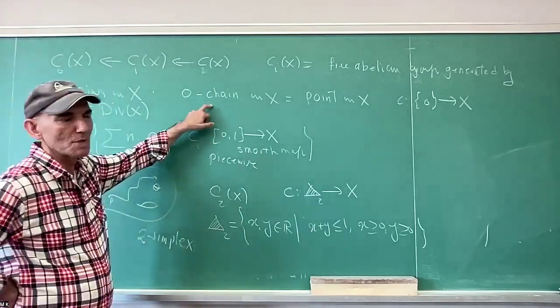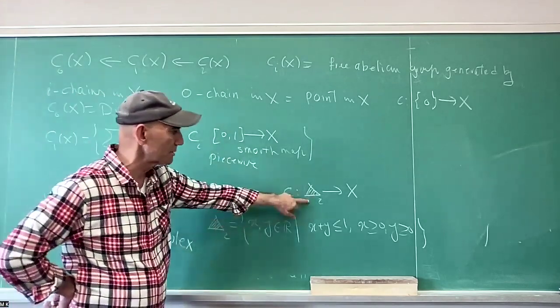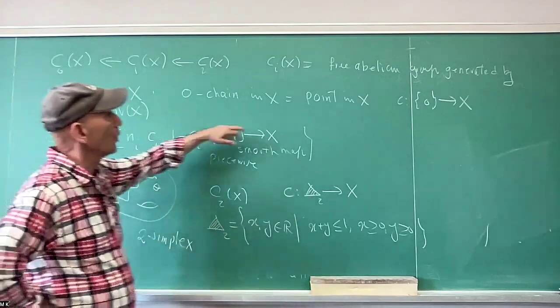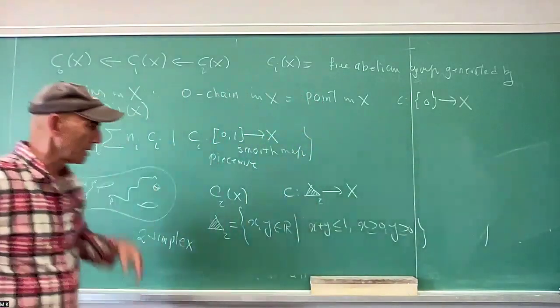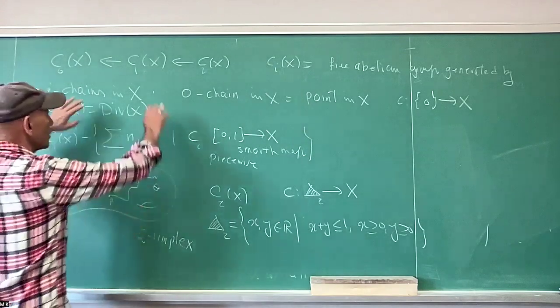These are the simplices actually inside this, and this is the standard two simplex. This is the standard one simplex, and the point is a standard zero simplex. So that's the way you define singular homology. So the spaces are defined.